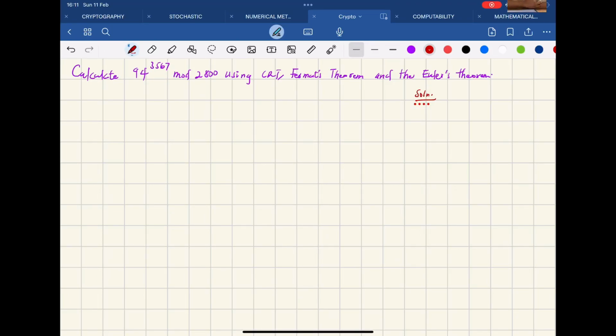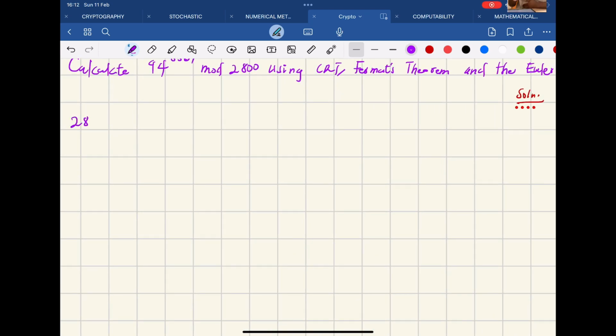Welcome to the second part of the Chinese remainder theorem. Today, let's look at this question over here. We have to calculate 94 exponent 3567 mod 2800. We are going to use the Chinese remainder theorem, Fermat's theorem, and Euler's theorem. So let's start.